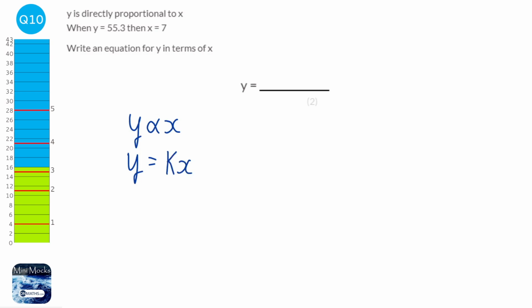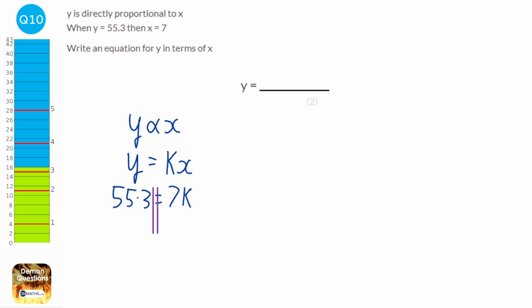Now, to find out what that something is, to find out what that constant is, what we're going to do is feed in the value of y and the value of x that we have. So we're going to feed those in. So y is 55.3 and x is 7. So it would be 7k.